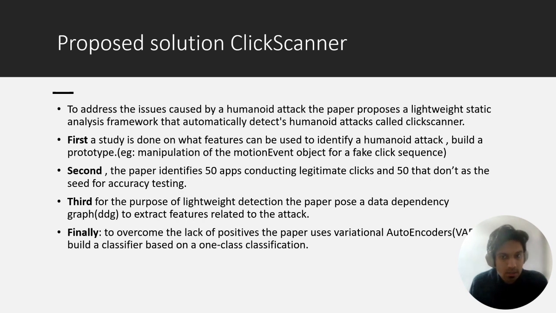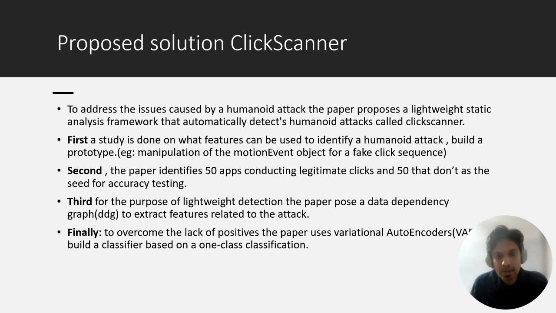Okay, so now we move into the proposed solution, which is called ClickScanner, which is proposed by this paper. It is specifically designed to handle the humanoid attacks. It is a lightweight static analysis framework which automatically detects these types of attacks, and it is composed of around 4 stages. First, we try to identify the human attack and build a prototype. So basically, if there's a manipulation of the MotionEvent object for the click sequence.